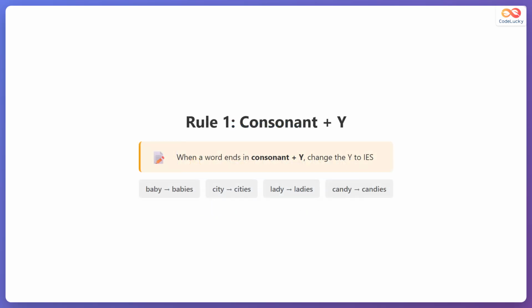When a word ends with a consonant followed by Y, change the Y to I and add ES. For example, baby becomes babies, city becomes cities, lady becomes ladies, and candy becomes candies. Remember, consonants are all the letters that are not vowels, so check the letter right before the Y. If it is a consonant, apply this rule.